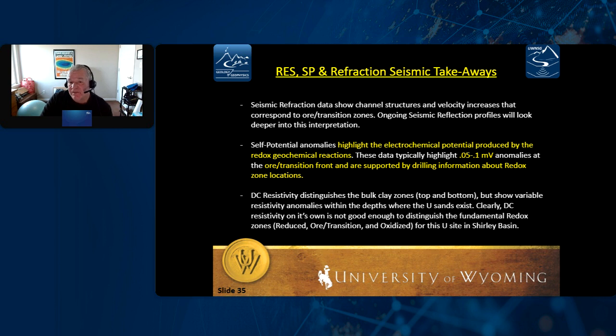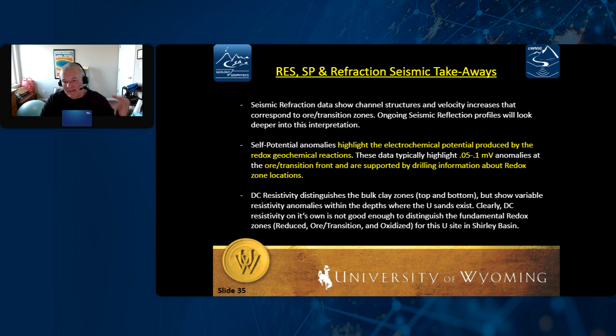So again, refraction data is giving us indications of channel structures and velocity increases that, at least for now, seem to correspond to these ore transition zones. We're hoping ongoing reflection work will look deeper into that interpretation. Self-potential anomalies are also turning out to be pretty useful to highlight the electrochemical potential produced by the redox reactions. We know that they're not electrokinetic, so they're not flowing water SP anomalies, because we have monitored the water levels for over a year at this site, and our flow rates are ridiculously slow.